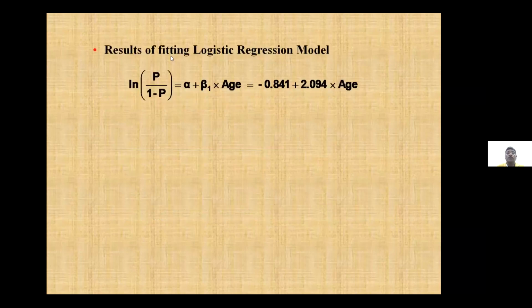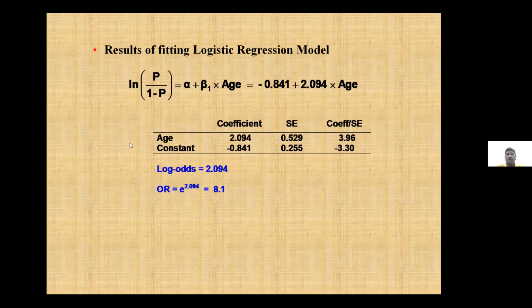So the result of fitting logistic regression is this: log of p upon 1 minus p equals alpha plus beta 1 into age. For a particular age of people, you'll get this beta coefficient or risk. Generally we don't use a particular age; people use groups of people. So the coefficient for age is this, and this is the standard error. This is the log OR, and OR is equal to this.